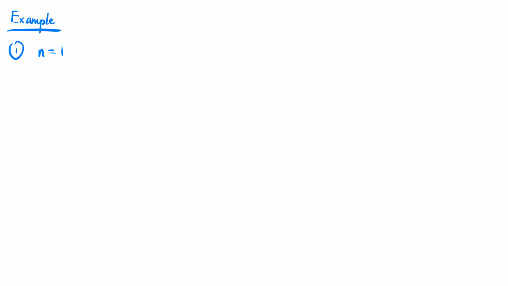Let's see some examples. When there is only one vector, say v1, it is linearly independent if and only if v1 is not the 0 vector. Indeed, as long as v1 is not the 0 vector, then no matter what scalar you multiply to v1, it will never be the 0 vector.